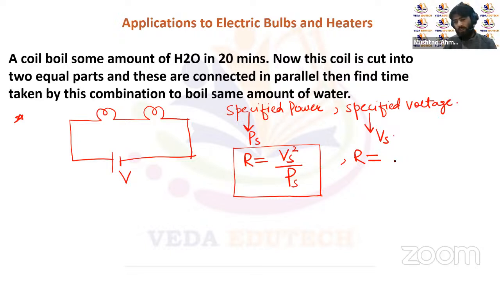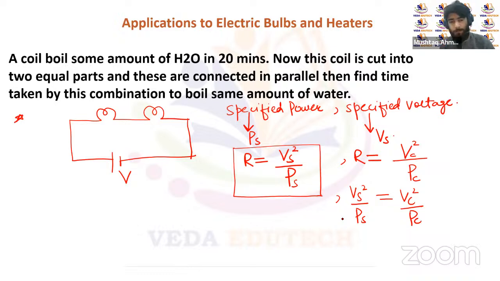Let's suppose the power consumed by this bulb is PC, and V is the potential drop across it, which I will denote with VC. So this R will be equal to VC square upon PC, or we can say that V square upon PS will be equal to VC square upon PC. These two are always equal, because the resistance of a bulb is not going to change.